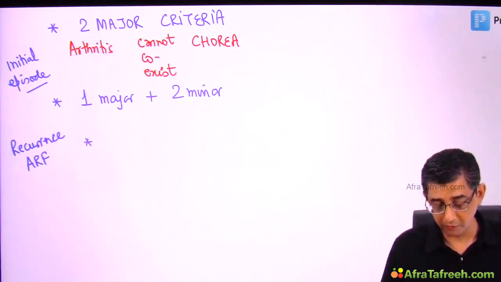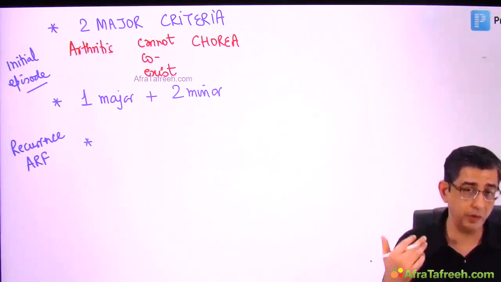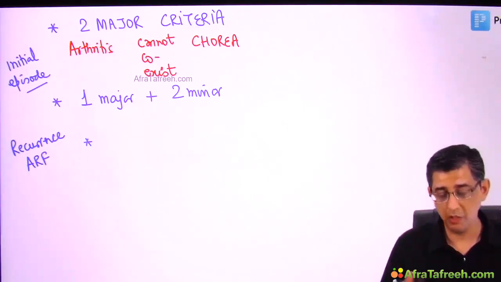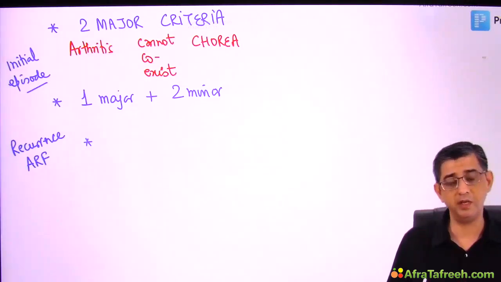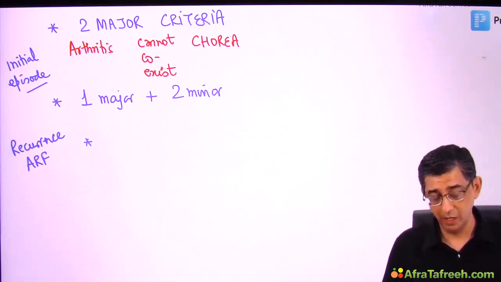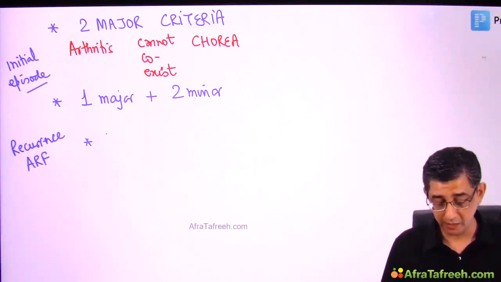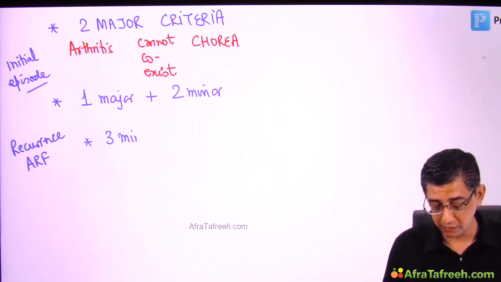The above two are obviously valid. I repeat the fact once again. When it comes to recurrence of acute rheumatic fever, the above two are obviously present, because if it's going to be a recurrence, the same thing can occur. Carditis can occur along with arthritis, for example. But the point is, for recurrence, sometimes if a major criterion is not present, we can still diagnose the disease on the basis of three minor criteria.